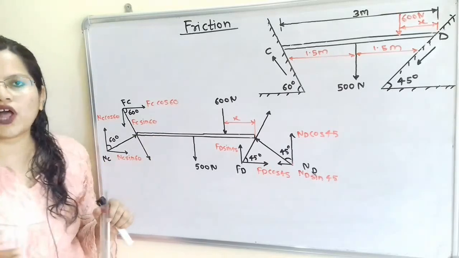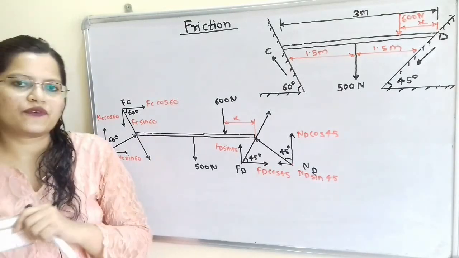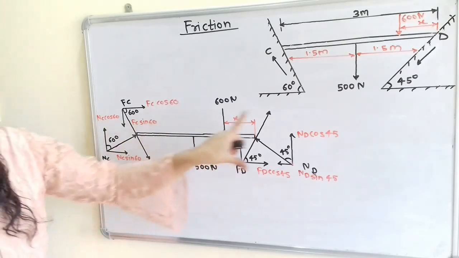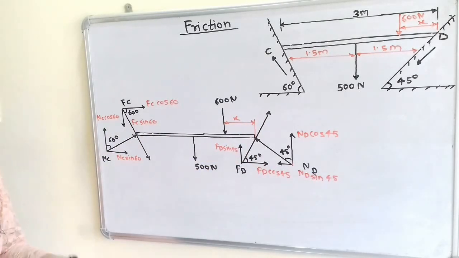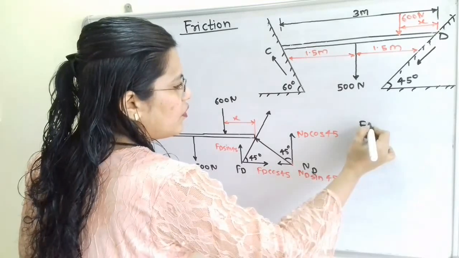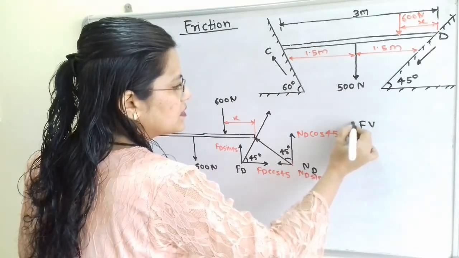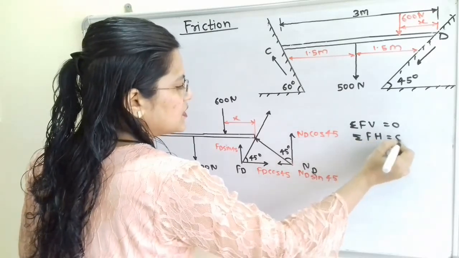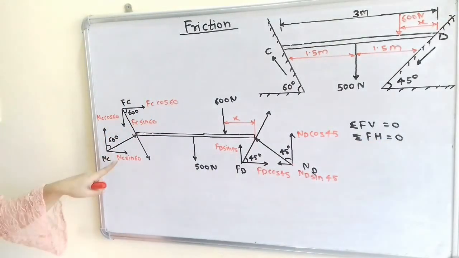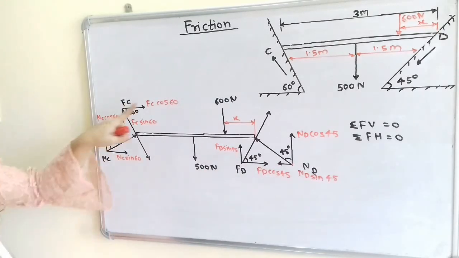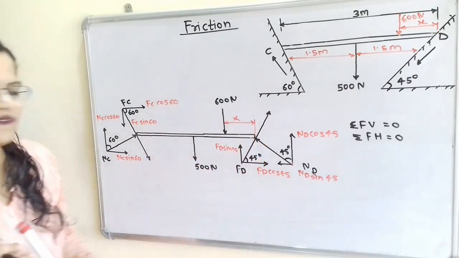Now we have to solve by the same method as we have used in the previous case. So we will consider the equilibrium of the system, and then the summation of all vertical forces is equal to 0 and the summation of all horizontal forces is equal to 0. Then we get the values of NC as well as ND, and from that we can calculate the values of FC as well as FD.